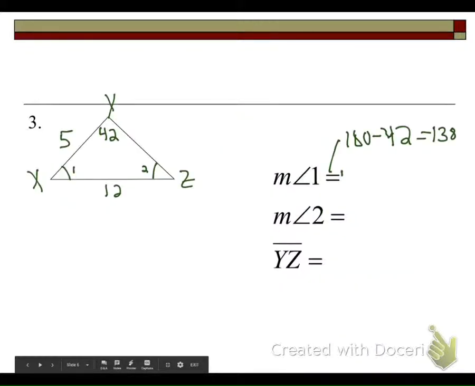Okay, so we have 180 minus 42, because we know the sum of the interior angles of a triangle is 180 degrees. When we subtract that 42, you end up with 138. But you see that those are two congruent angles, so you divide by 2, and what amount do you get? 69 degrees. And you see here that these angles are congruent. So what does angle 2 have to be? 32. And then the measure of side YZ has to be 5, because sides opposite of congruent angles are congruent. So if this is size 5, then this side has to be 5.